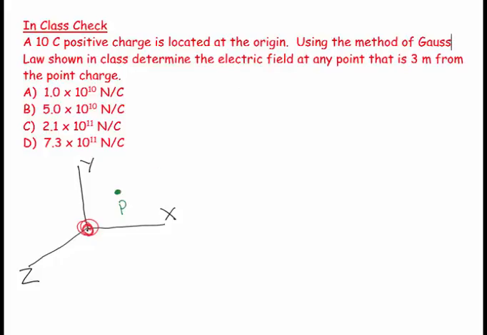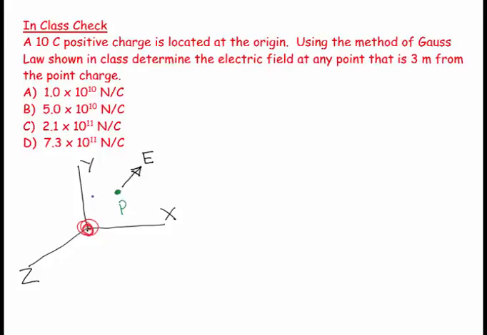and I need to find the electric field at the point P. I can represent the electric field by a vector E. This is a positive charge, so if I imagine putting a positive test charge at P, the vector will point away. The method of Gauss's law, as shown in class, involves constructing a Gaussian surface, a closed Gaussian surface.